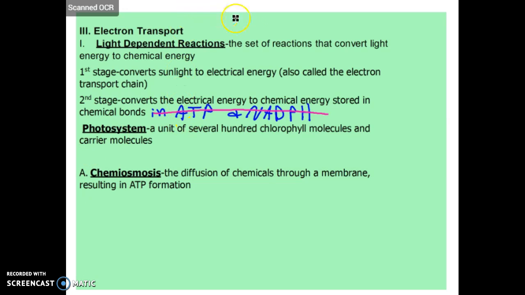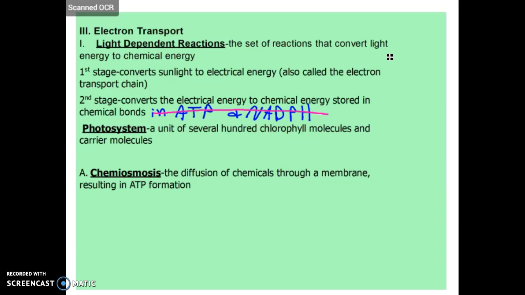So the light-dependent reactions are the set of reactions that convert light energy into chemical energy, and we already kind of mentioned that. The first stage converts sunlight into electrical energy. This is also called the electron transport chain. All those electrons that exist in the atoms that make up molecules are little bursts of energy, if you could think of it kind of that way.